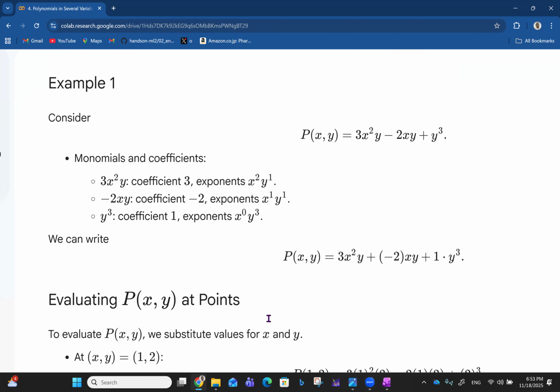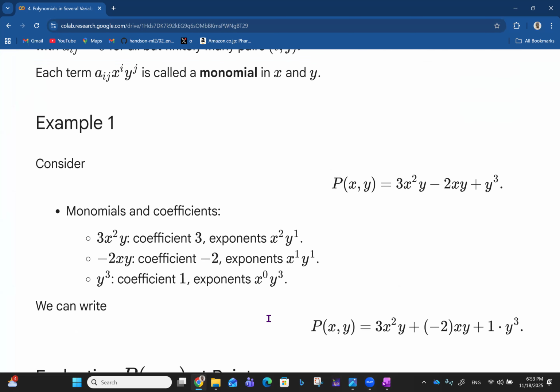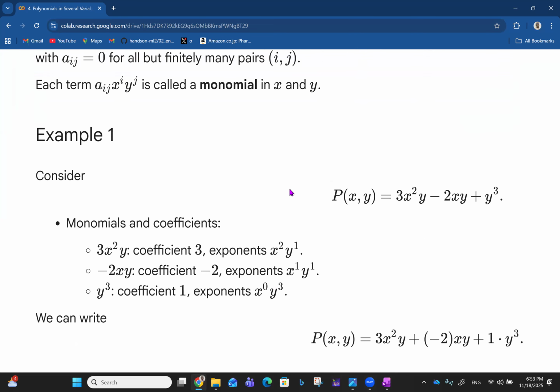So let's see example 1. We consider p(x, y) equals 3x^2 y minus 2xy plus y^3. The monomials and their coefficients are as follows. 3x^2 y is a monomial. The coefficient is 3, and the exponents are 2 and 1 in short. Then the second monomial is minus 2xy. You take it with the sign, don't forget. So the coefficient is minus 2, and the exponents are 1 and 1, x raised to 1, y raised to 1. And then y^3 is the third monomial.